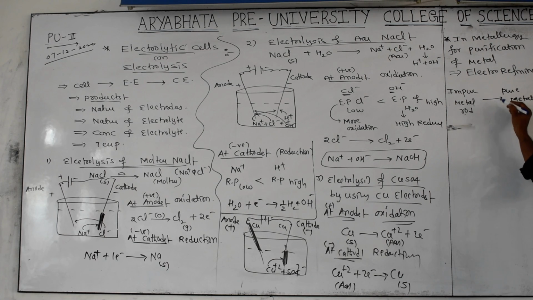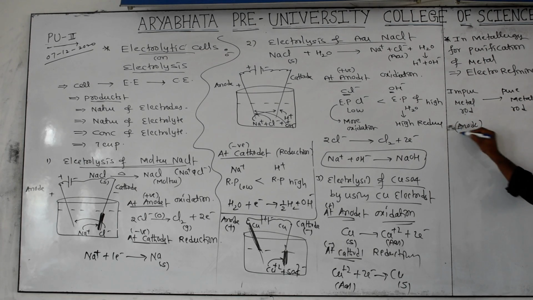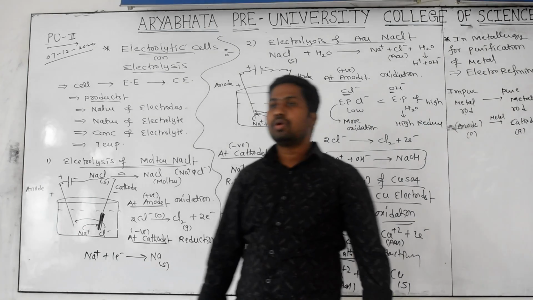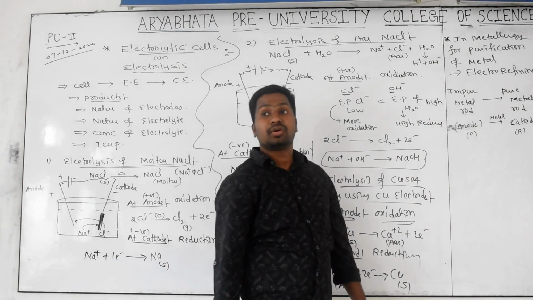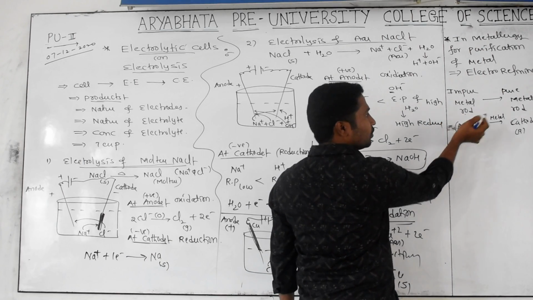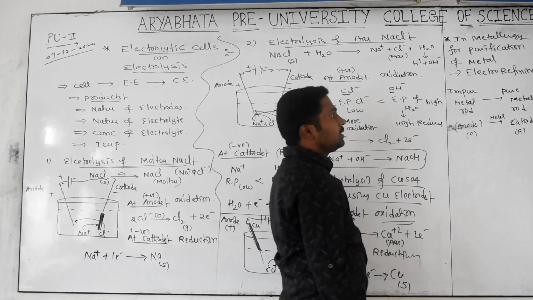So if you want to do it like this, one has to be taken as the anode and the other as the cathode. Then only Cu particles, or whatever metal particles are there, undergo oxidation here and reduction there. Like this it will go on. This whole process is called electro refining. Yes, this is a very important thing. The impure metal rod should be taken as the anode, and the pure metal rod should be taken as the cathode.